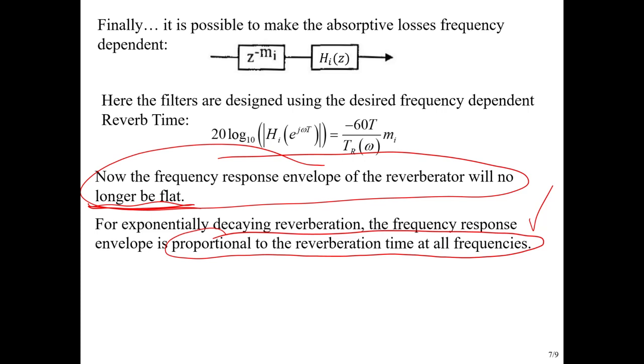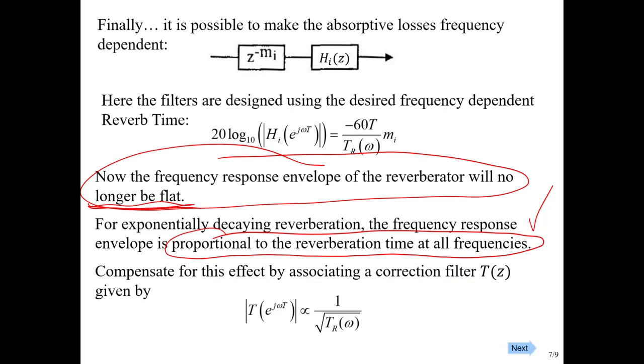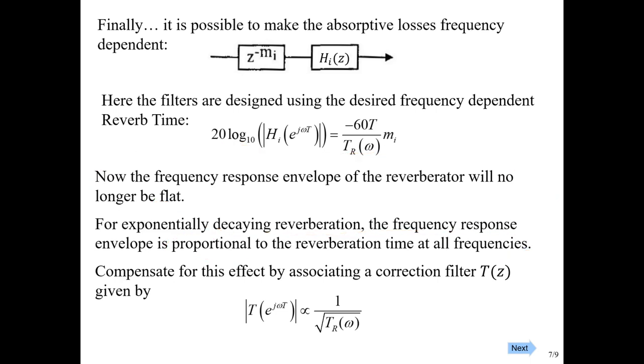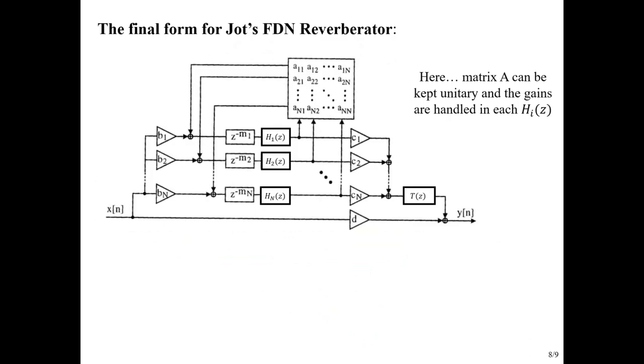And again, I'm skipping over all the details of this. You can go read Jott's paper about this. But what comes out of Jott's paper is, since it now is proportional to the reverberation time at all frequencies, we need to adjust that. So if we put this in, then we will have compensated for that. And so here's the final structure.